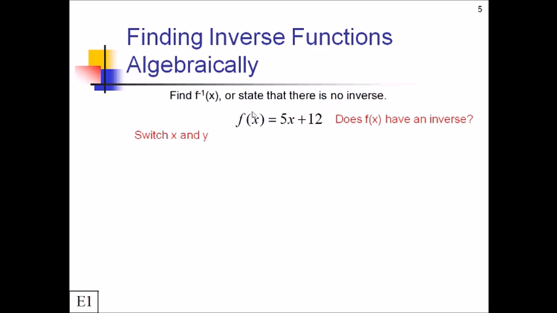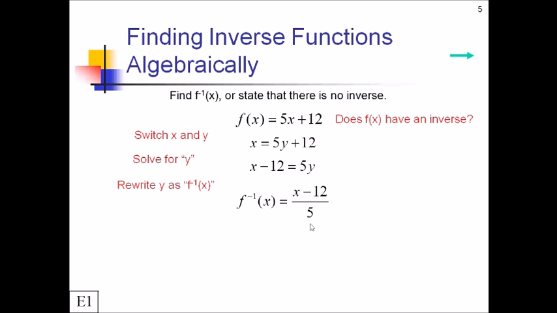So instead of writing y equals 5x plus 12, we're going to write x equals 5y plus 12. And then we're going to get the new y all by itself. So first step to do that is subtract 12 from both sides. And then we're going to have to divide by 5. Now at the end, instead of writing y equals (x minus 12) over 5, we're going to write f inverse instead of y. So f inverse equals (x minus 12) over 5.